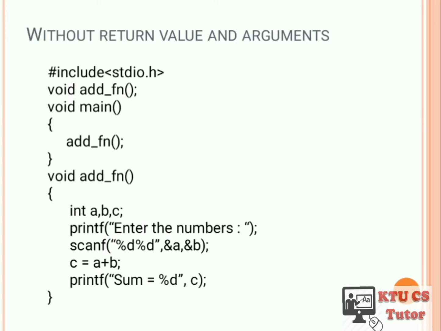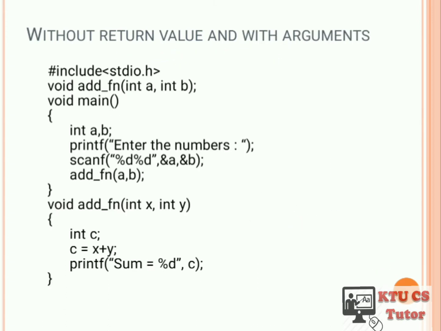Since there is no return value and no arguments, there is no communication. So we are just calling that function and that function will be executed. After that it will be returning to the main function. That's all. That's the case of without return value and without arguments.